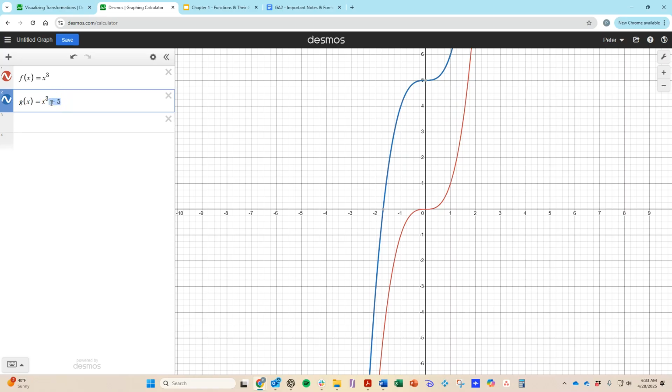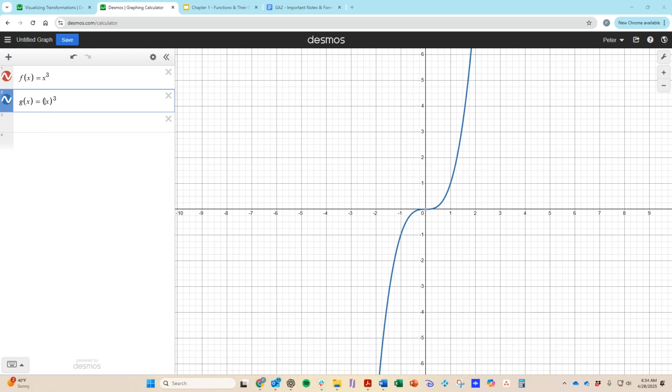Okay, so if you add something to the outside of a function, and I'll show you the difference between inside and outside in a little bit, if you add something on the outside to the whole function, then it basically moves it up. It's a shift up, or a vertical shift. If I subtract something, you might imagine what's going to happen. It moves it down. So if I minus 1, it's going to move down 1. If I minus 2, it's going to move down 2. If I minus 5, it's going to move down 5, and so forth. That's what a vertical shift looks like. You just add or subtract on the outside of a function.